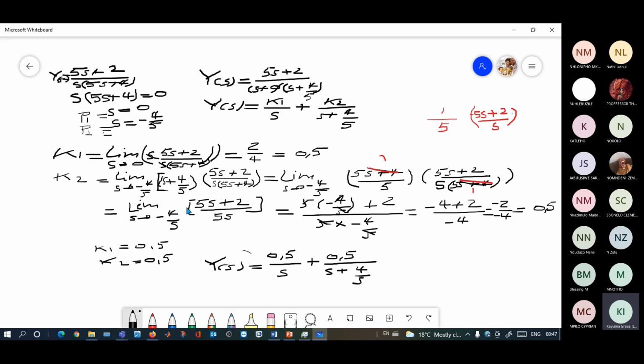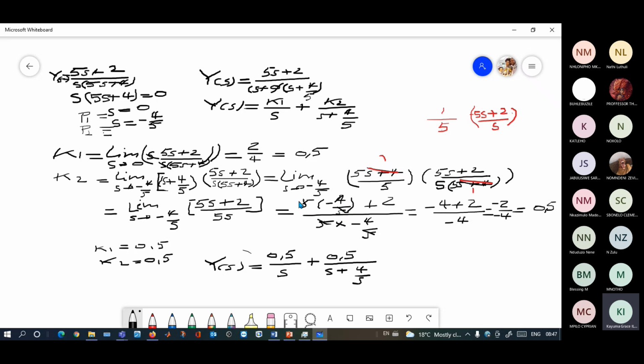Now I'm going to solve the limit of this one. I will replace this one wherever there is s. So replacing it where there is s, I will have minus 4 over 5 where there was s, because there is s there, there is s there. Then I can simplify this one because I will have 5 times 4 over 5.